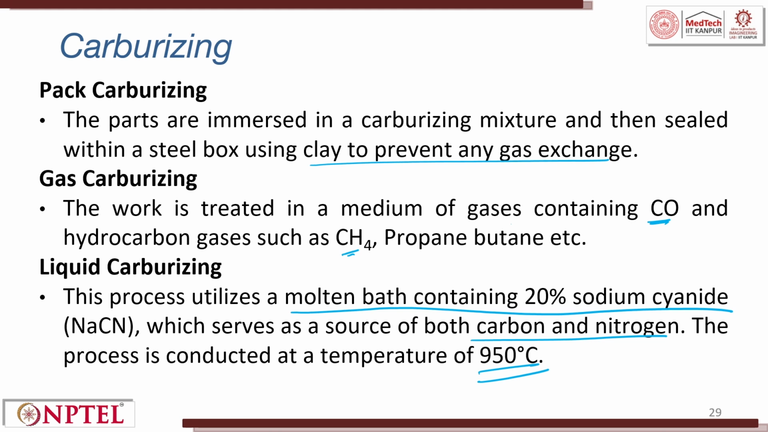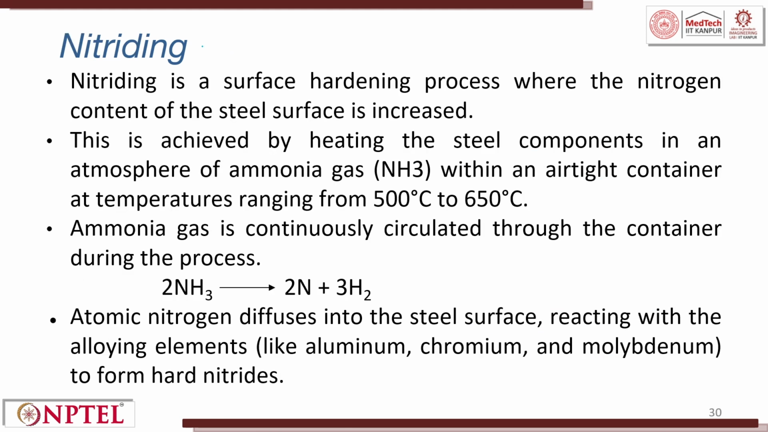So, if you see here, gears are carburized. Any moving part, wheel axle parts are carburized. Nitriding is a surface hardening process wherein the nitrogen content of the steel surface is increased. So, what we are talking about is on the surface, carburizing and nitriding here. This is achieved by heating the steel component in an atmosphere of ammonia, NH3, within an airtight container at temperatures ranging from 500 to 650 degrees.